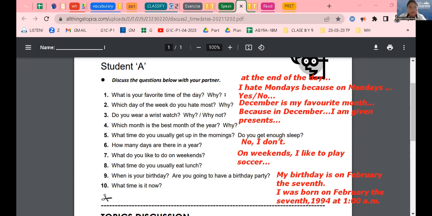Monday. Why? Because of traffic. Because of the traffic? Yes. Because of the traffic. Okay. Let's see. Edgar, do you wear a wristwatch?